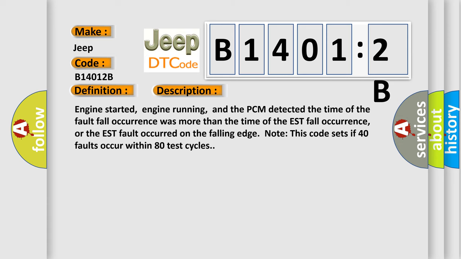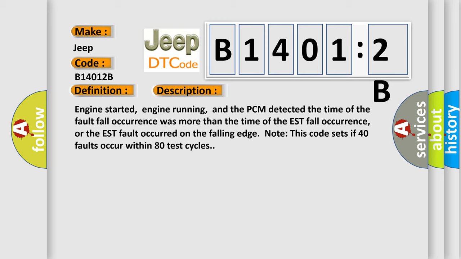Engine started, engine running, and the PCM detected the time of the fault fall occurrence was more than the time of the EST fall occurrence, or the EST fault occurred on the falling edge. Note: this code sets if 40 faults occur within 80 test cycles.